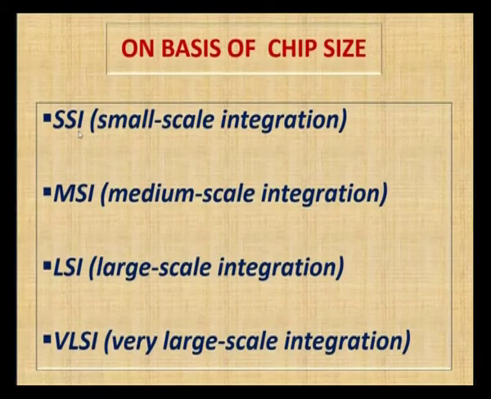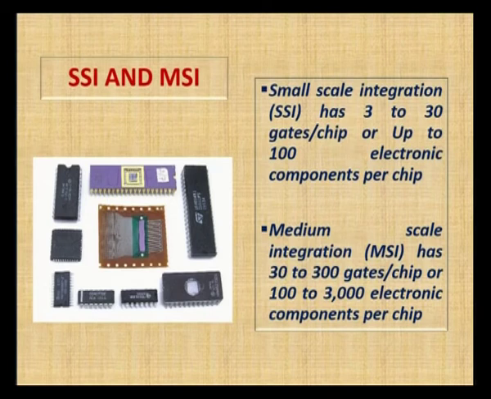Next, another type: on the basis of chip size, how do we classify ICs? On the basis of chip size, they are classified as small scale integrated circuits, SSI, medium scale integrated circuits, MSI, large scale integrated circuits, LSI, and very large scale integrated circuits, VLSI. What do we mean by SSI and MSI? This classification is based on chip size. It tells the number of gates or components in the chip.